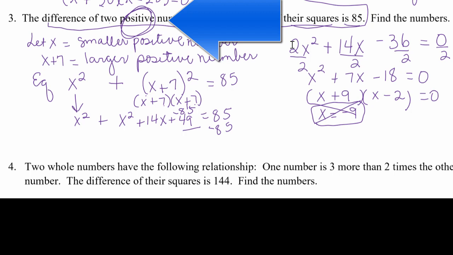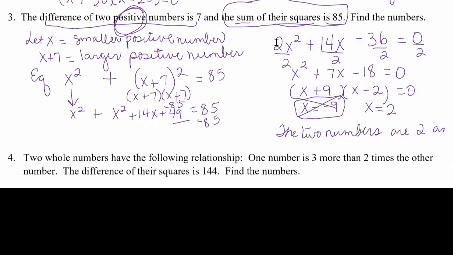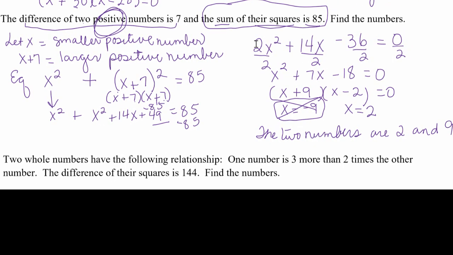And this equation here gives us that x is 2. So our smaller positive number is 2. And then you add 7 to get the larger. So the two numbers are 2 and, excuse me, not 7, 9. Because remember, x is 2 and x plus 7 is the larger number. So 2 plus 7 is 9.